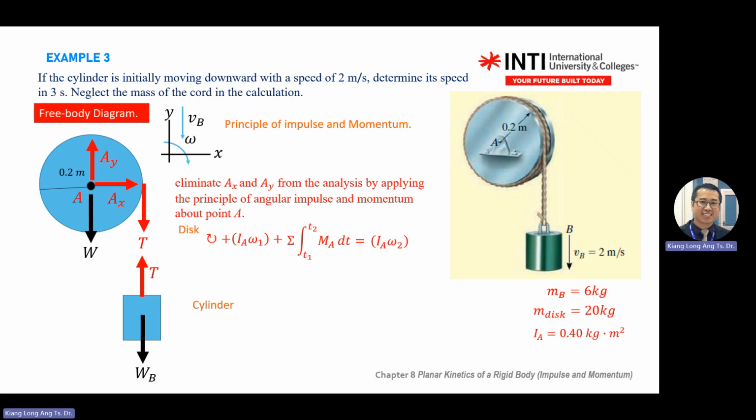So you eliminate AX, AY from the analysis by using the principle of angular impulse and momentum. So you use this one: H1 plus the moment impulse equal to H2, or I omega plus M t equal to I omega. We focus on the center of gravity to simplify our calculation, right? So in this case, it asks you everything from the center of gravity.